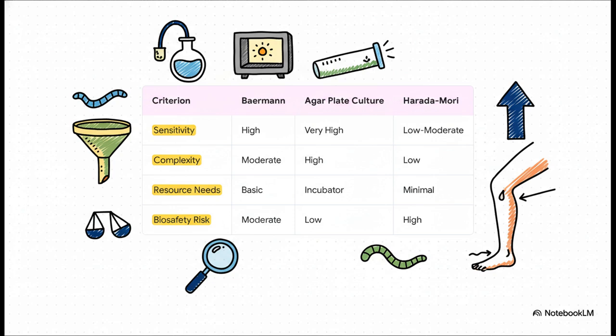Not good. APC gives you the best sensitivity, no question, but it's complex. You need an autoclave, you need an incubator. The Baermann really sits in a nice sweet spot: high sensitivity, moderate complexity, and a much more manageable risk profile.